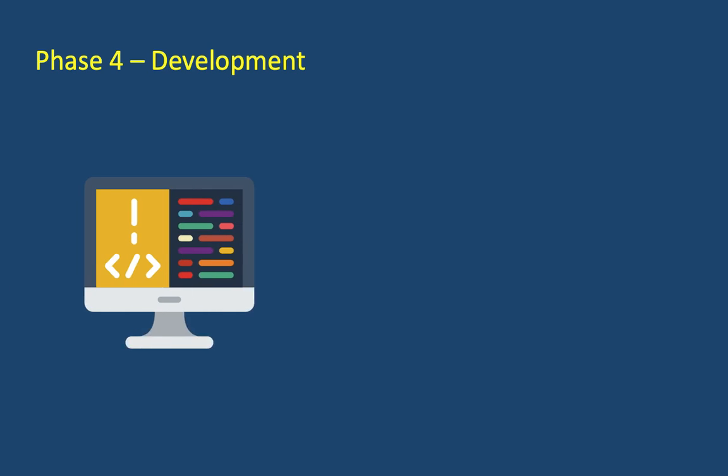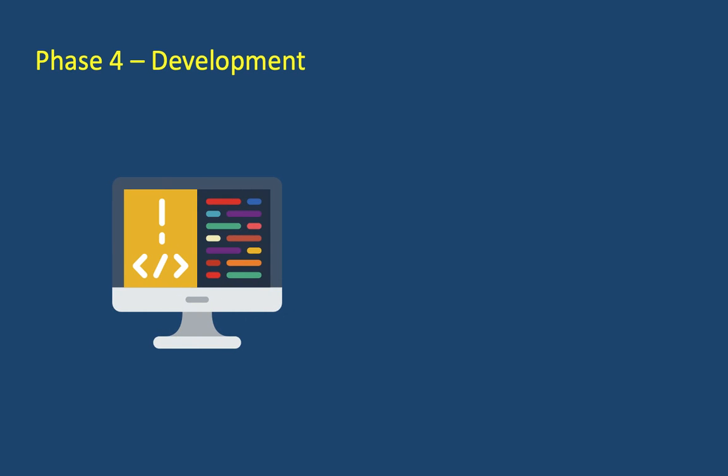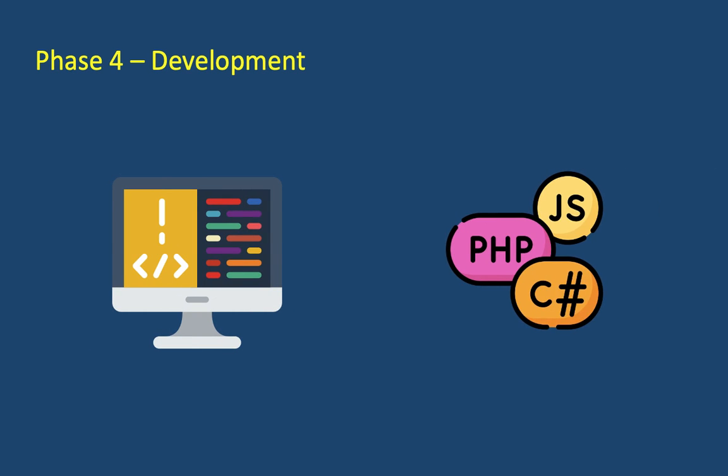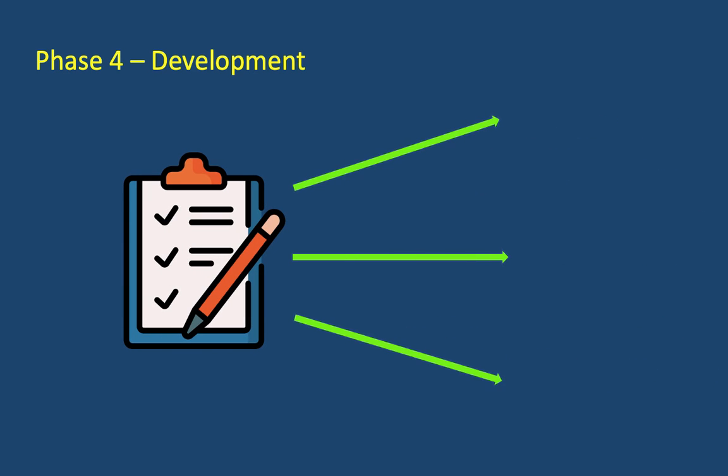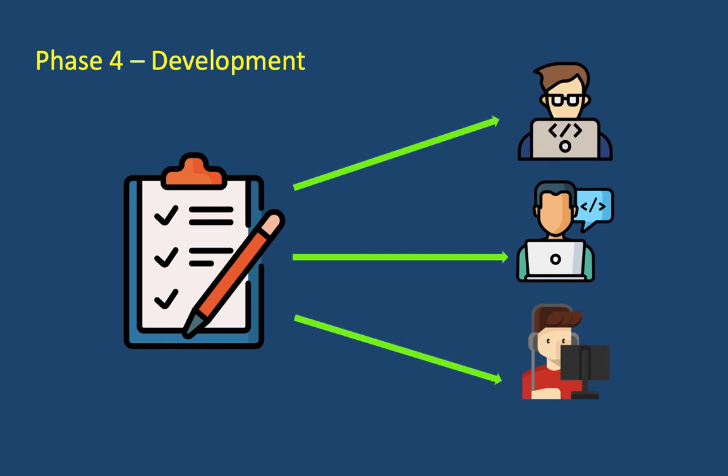This stage is called software development or building, where the actual development starts. Software developers begin to build the project by writing code using chosen programming languages. Different tasks are divided into units or modules and assigned to various developers.